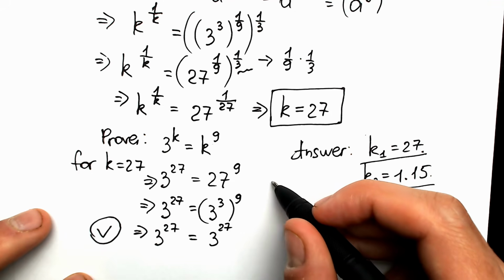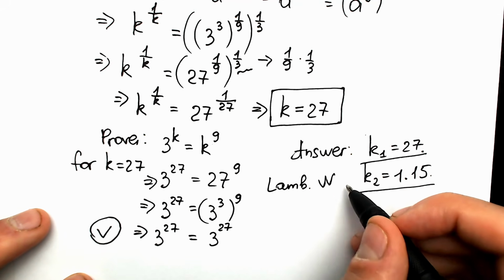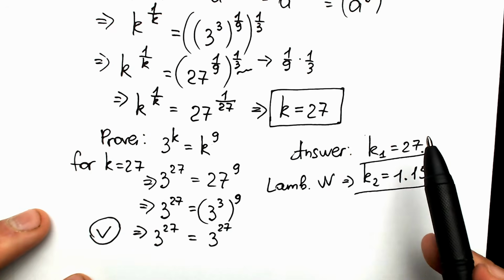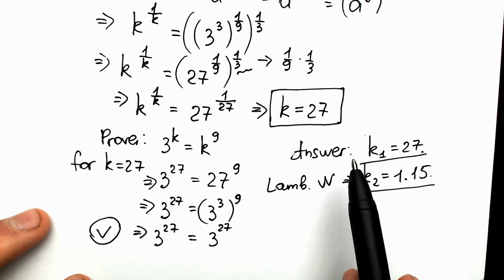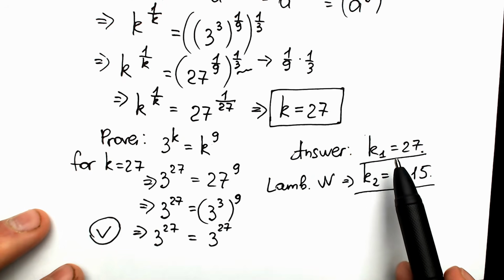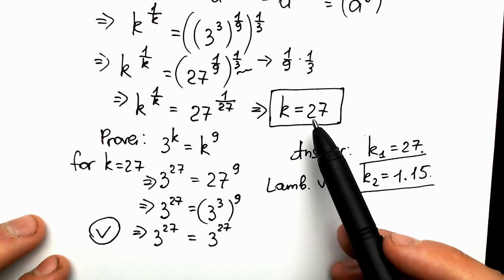But with the Lambert W function, we can easily solve it for k second. So it means that these two graphs, 3 to the k and k to the 9, have 2 points of intersection. So I really hope you understand it. This method is a special method.